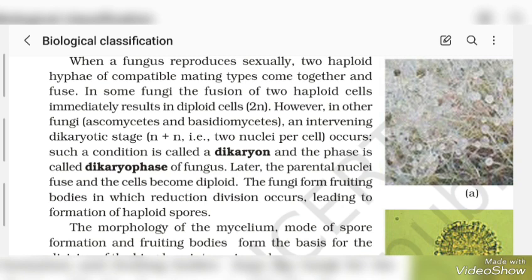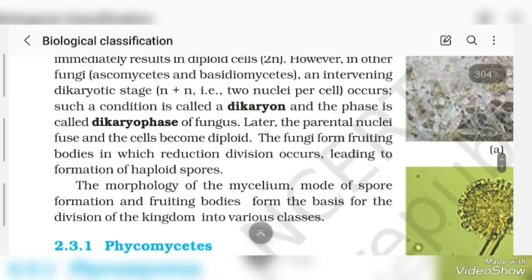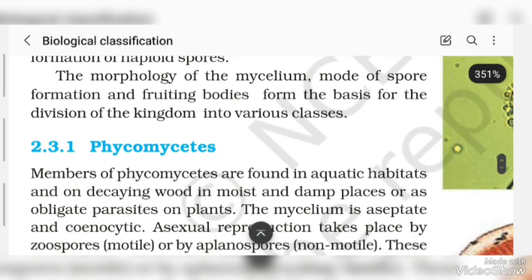The fungi form fruiting bodies in which reduction division occurs, leading to formation of haploid spores. The morphology of the mycelium, mode of spore formation and fruiting bodies form the basis for the division of the kingdom into various classes.